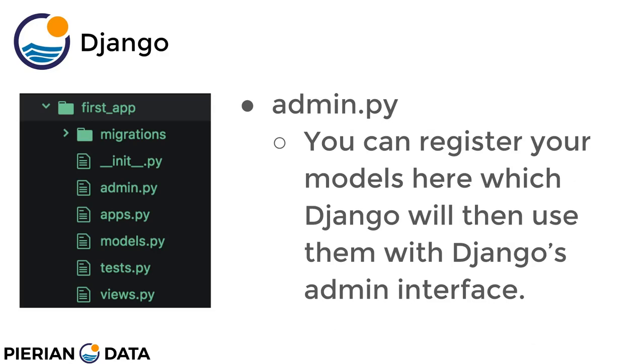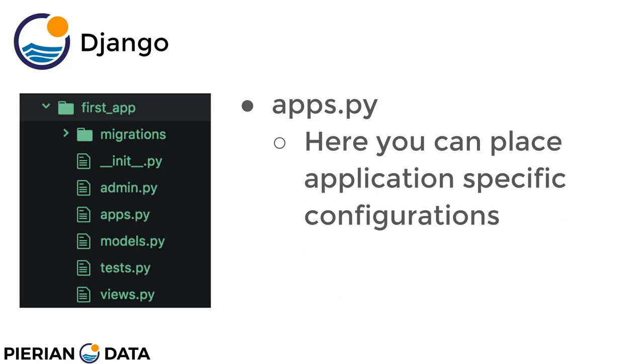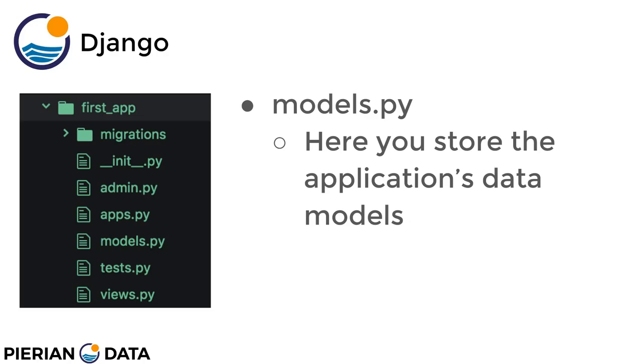Then we have the admin.py, and this is where you can register your models so that you can benefit from some Django machinery that basically creates an admin interface for you. And later on we'll see how fantastic the built-in admin features of Django are. It's a really powerful tool, and it's all built into Django. Then we have the apps.py file, and that essentially provides a place for any application-specific configuration.